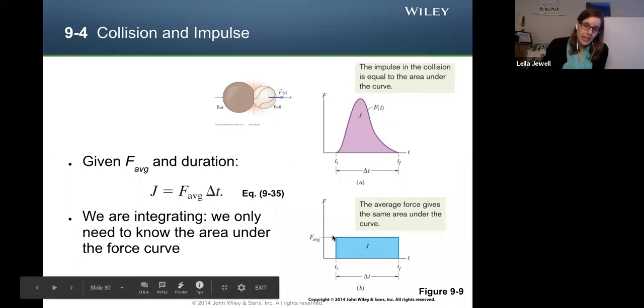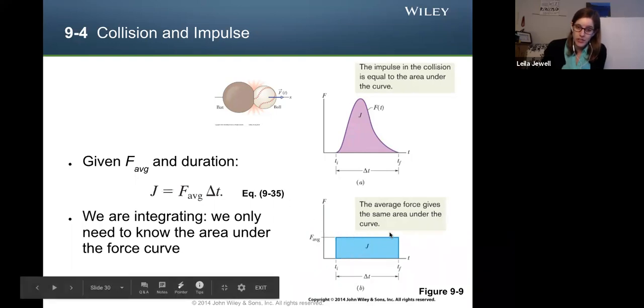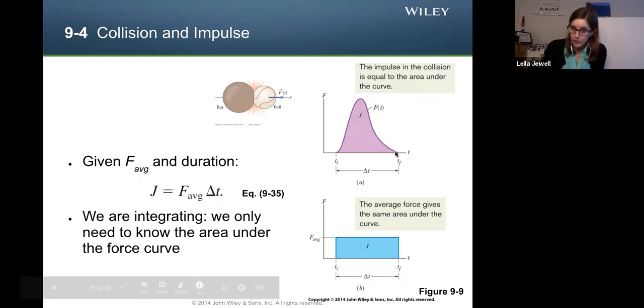If you know the average force, then it will give you the same area under the curve. So it gives you the same impulse. You could calculate the impulse with just the average force times that delta t. And so since we're integrating, we only need to know the area under the force curve, and it's a lot easier to get this area, which is just force times time, than the area of the purple squiggly... not actually that squiggly, purple bump.